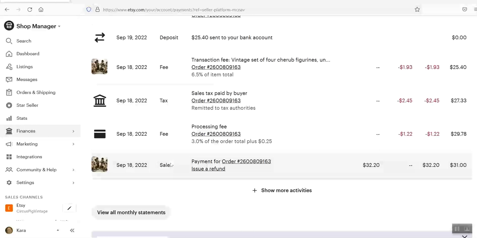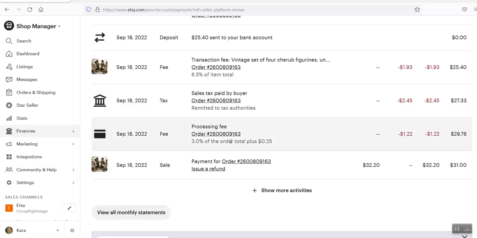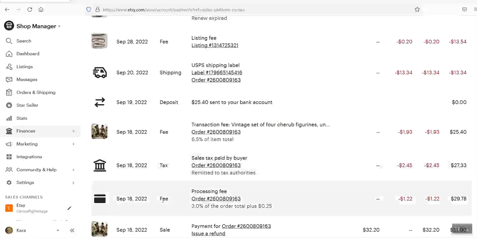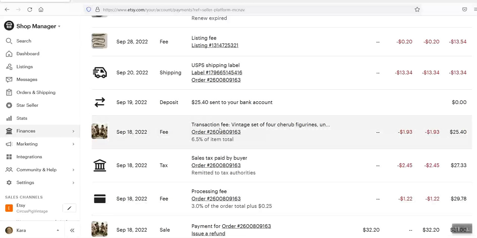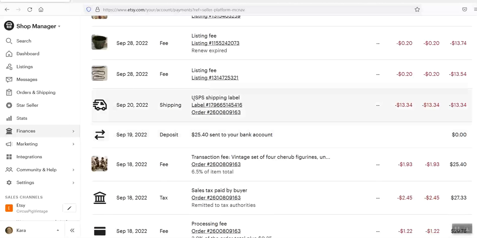So the customer paid for the sale, they paid $32.20 for the item, and that includes some of the sales tax, okay? And then they paid a processing fee, the transaction fee, and then here's where I paid for the shipping label. Now this shipping label costs $13.34, and that is just a cost of doing business. It's an expense. You take that off of your profits at the end of the year, and that's an expense on your taxes. But if you buy your shipping labels on Etsy, that's going to show up.